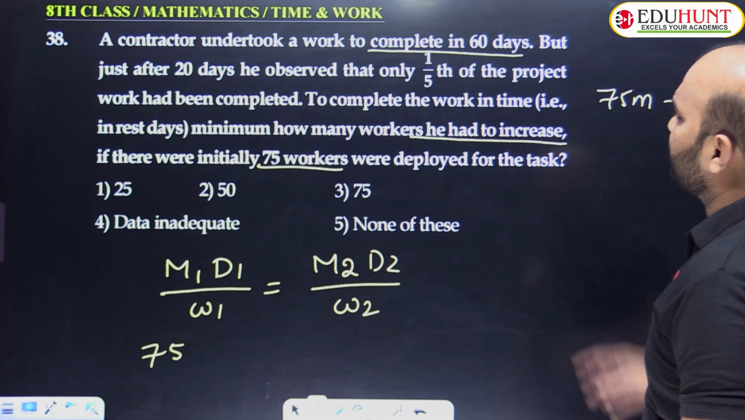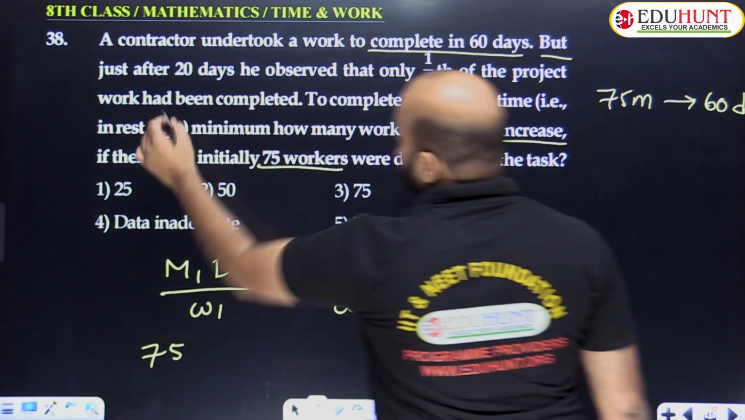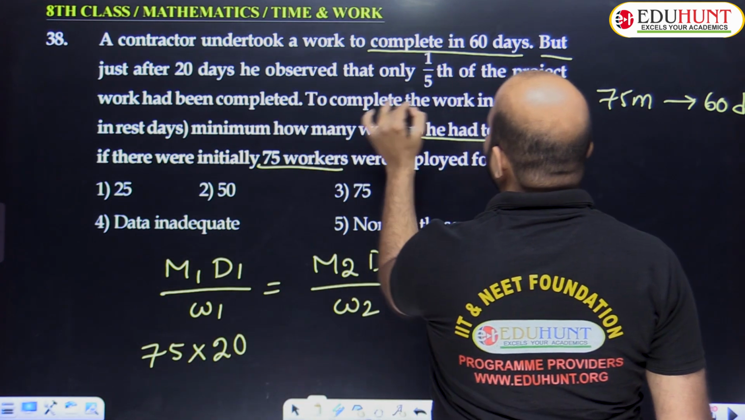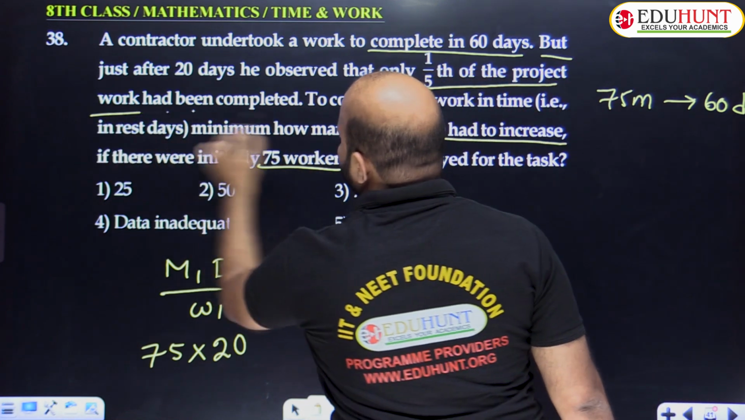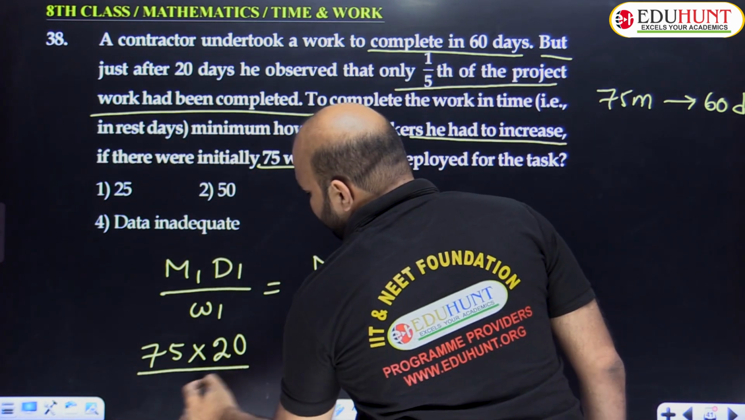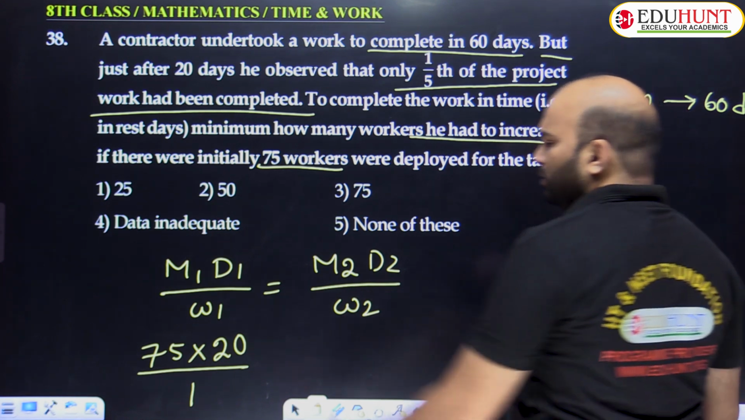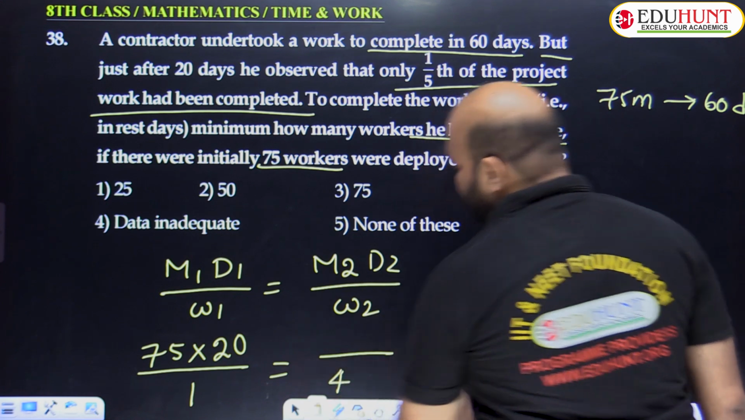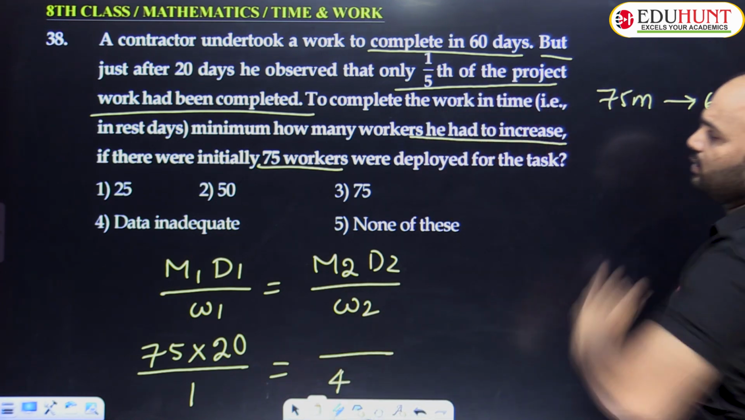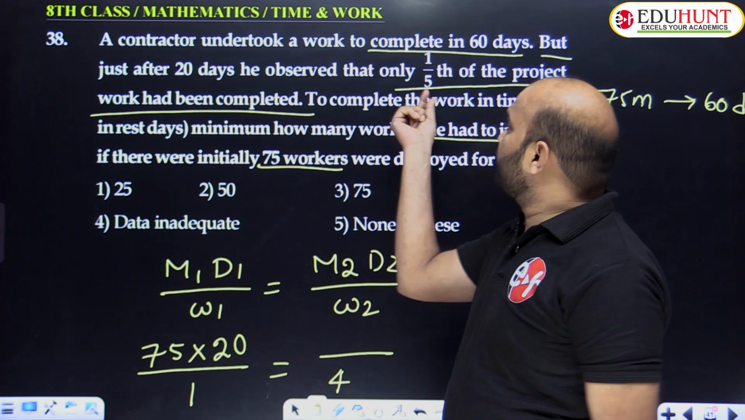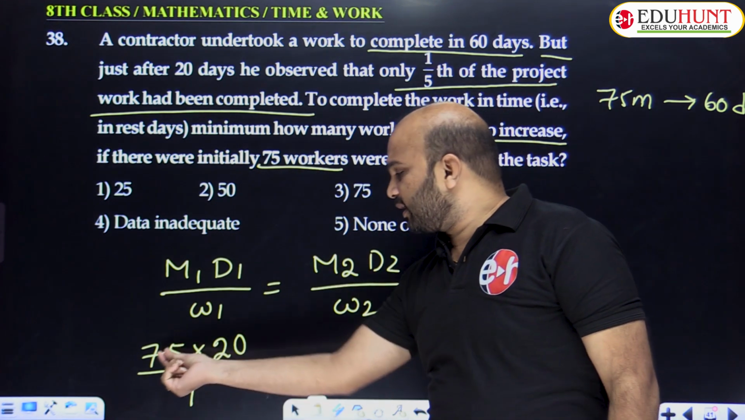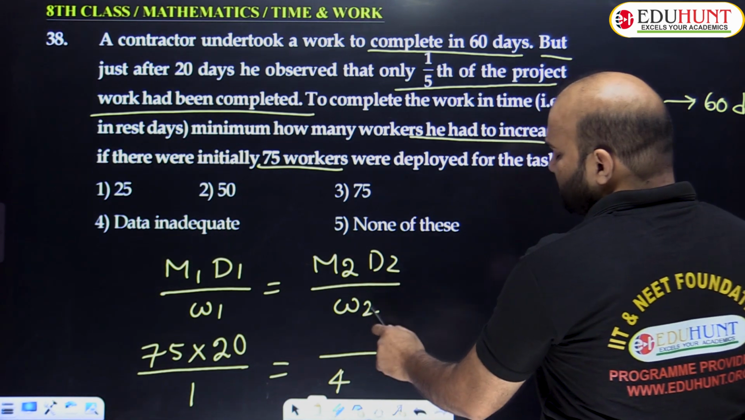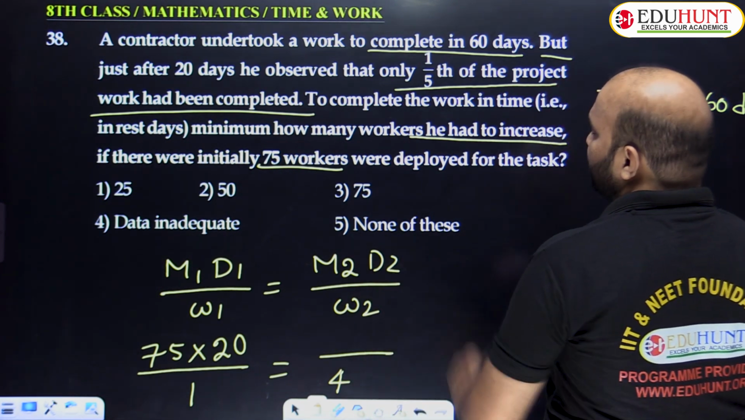What happened next after 20 days? The first 20 days were engaged by 75 men. He observed that only 1/5 of the project work had been completed. That means only one part out of 5 parts was completed. So that is W1. What is W2? How much is left? 4 parts of work are left. 1/5 of the work completed means out of 5 parts, only one part was completed by 75 men in 20 days. Am I clear? So how much work is left? 4 parts out of 5 parts.